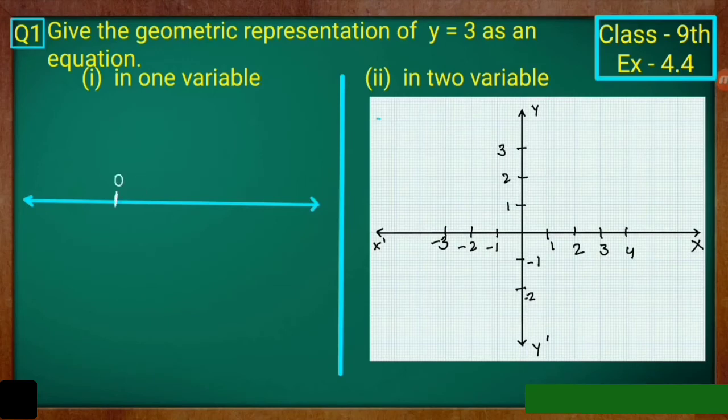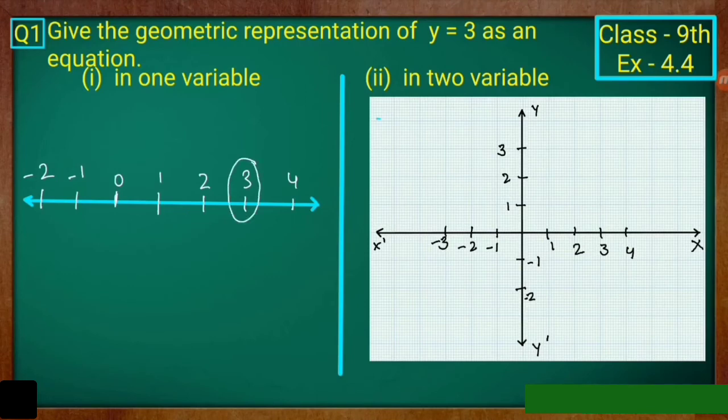So draw a line with the help of a scale and mark the points 0, 1, 2, plus values on the right side and minus on the left side. Here we have the plus 3, so mark it up to 4. We have to show y equal to 3. Minus on the left side. Y equal to 3.